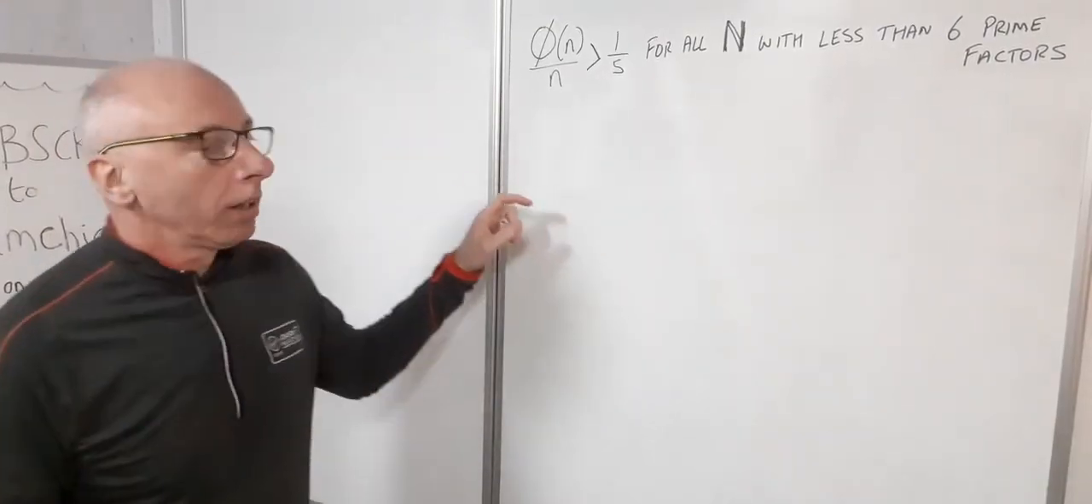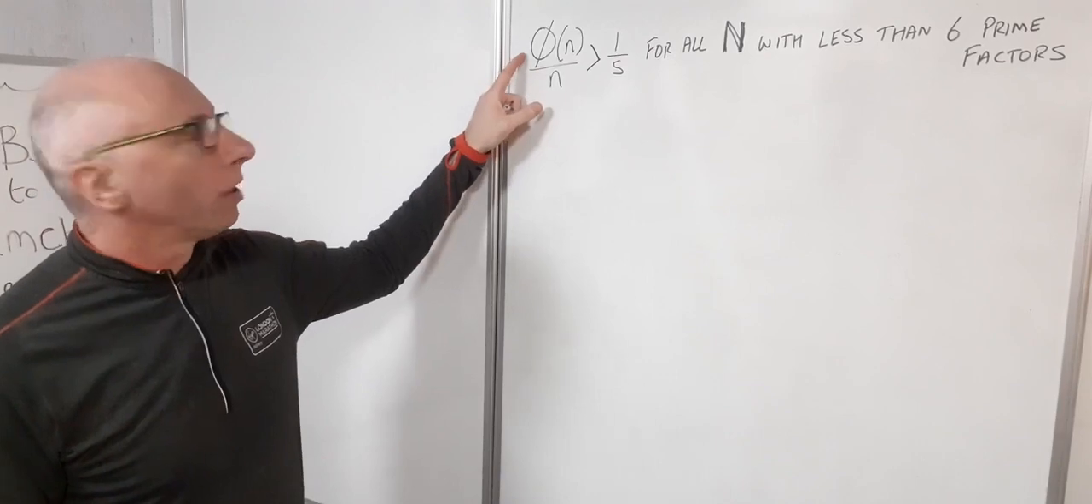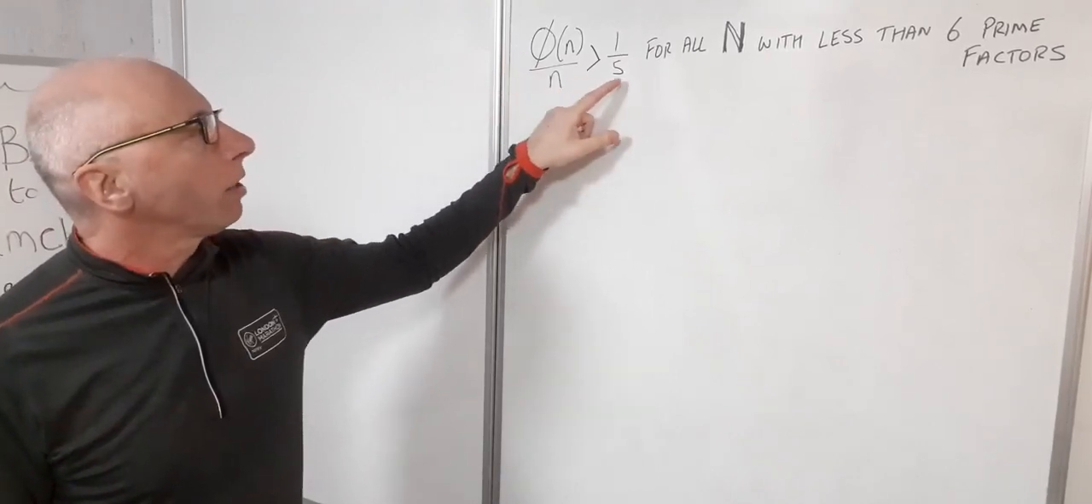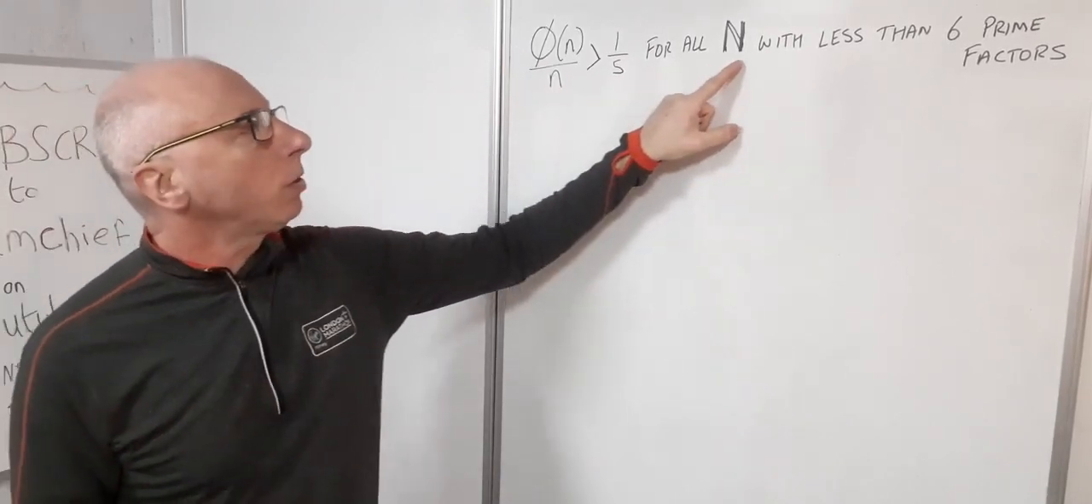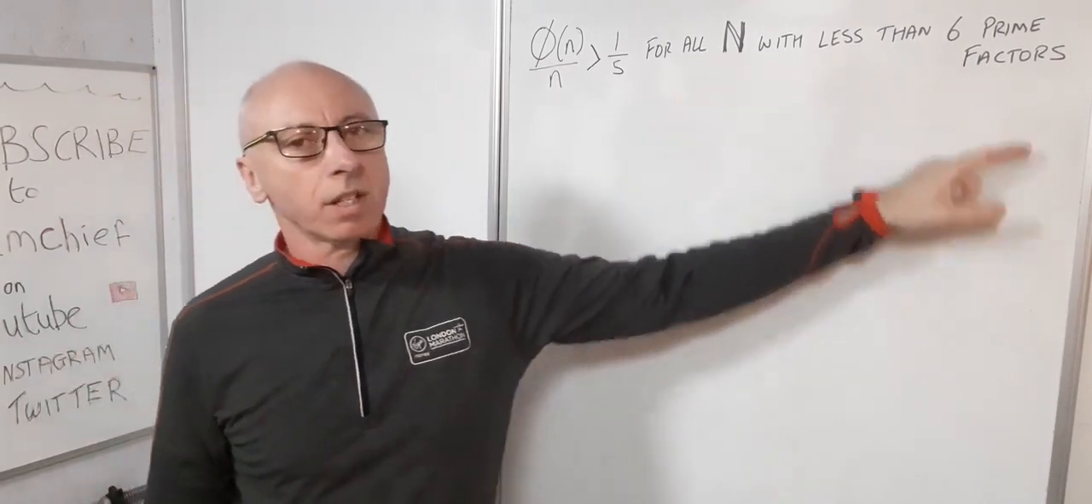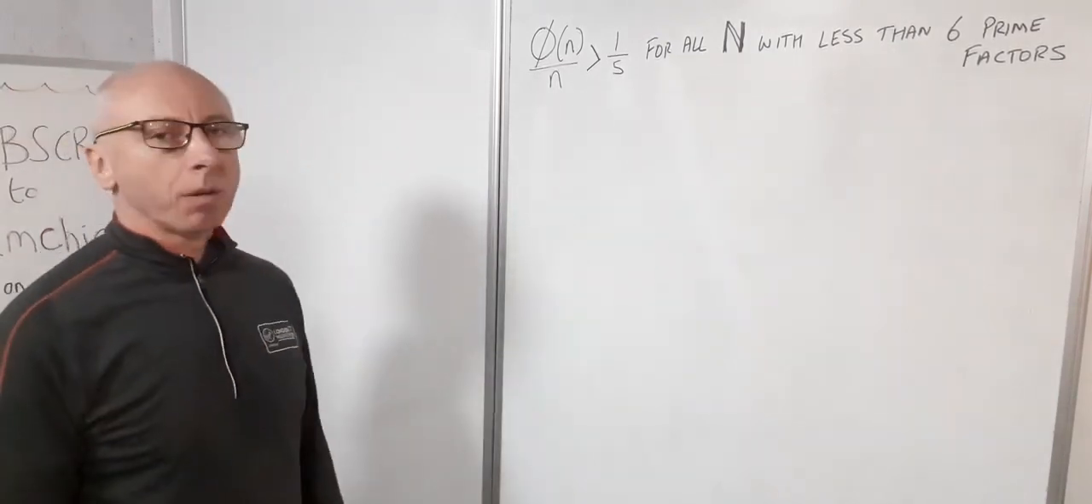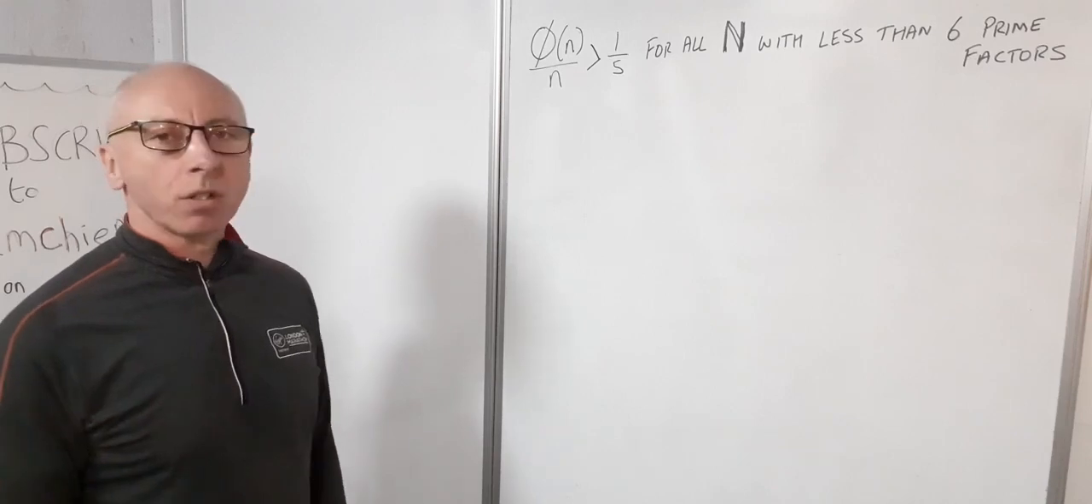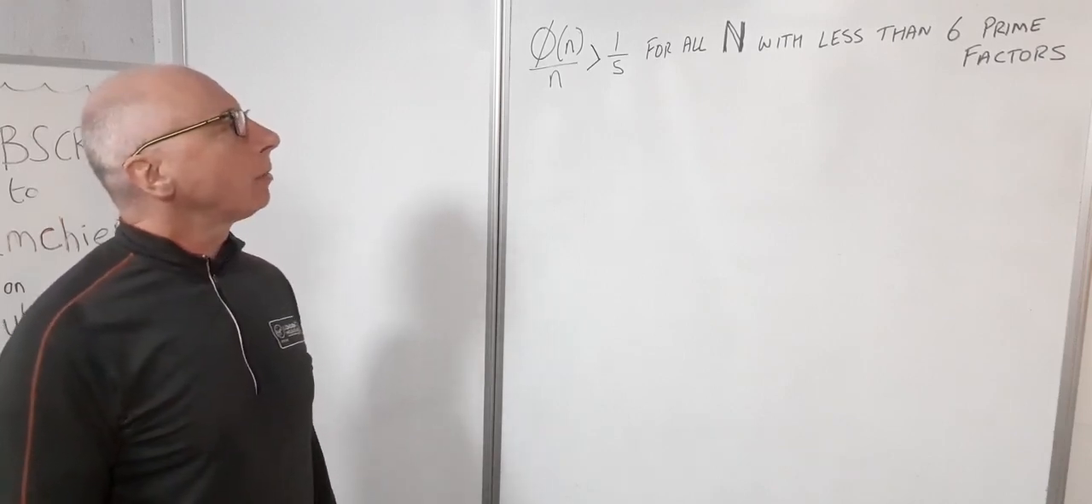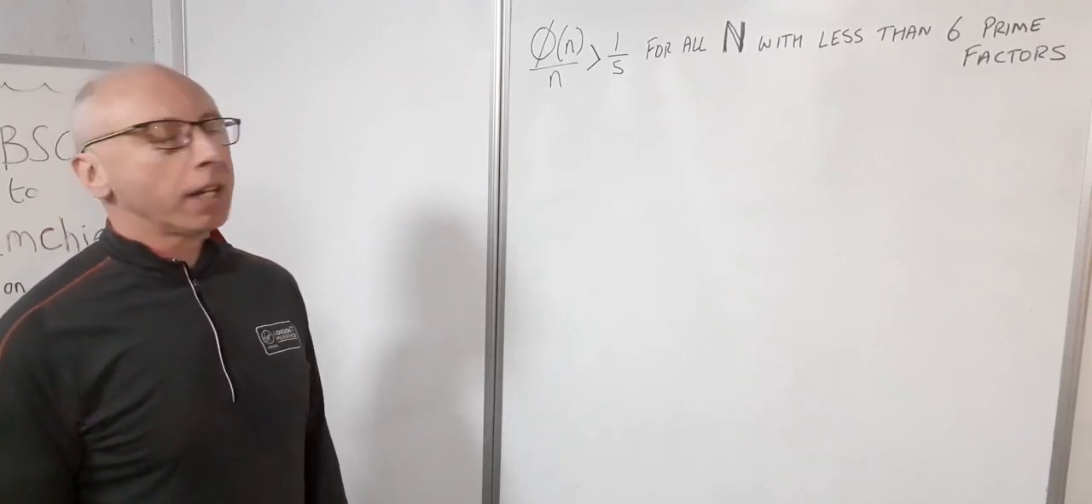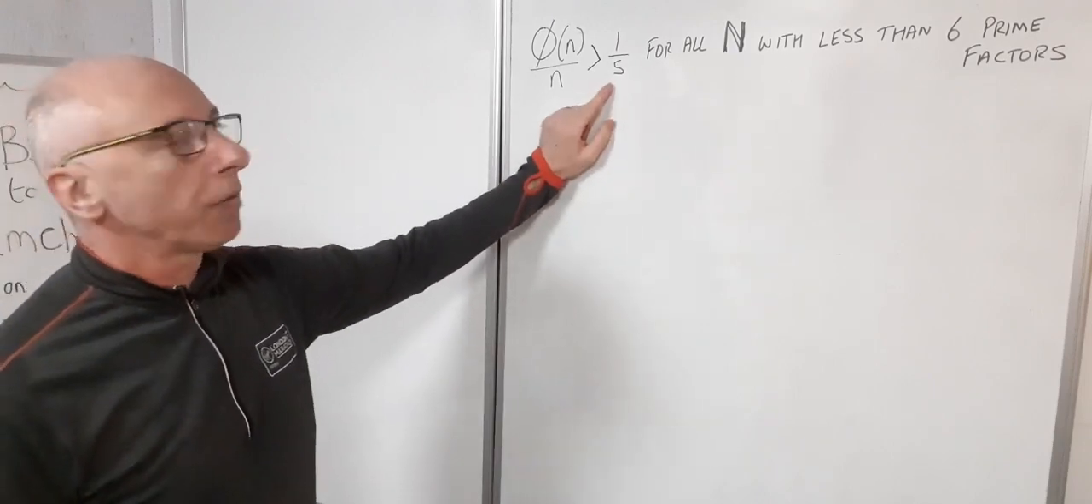So I've got a question here. We've got Euler's phi function, phi of n over n, is greater than 1/5 for all natural numbers with less than 6 prime factors. So we want to show this by using some algebra. Now, what we can see is here, we've got natural numbers with 5 prime factors.